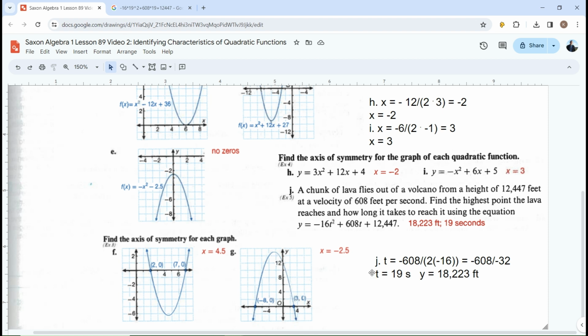By the way, if I were to graph this out, the vertex is at the point (19, 18,223). That's the vertex because that's where the axis of symmetry crosses through the graph. All right, that's how you work these sorts of problems.